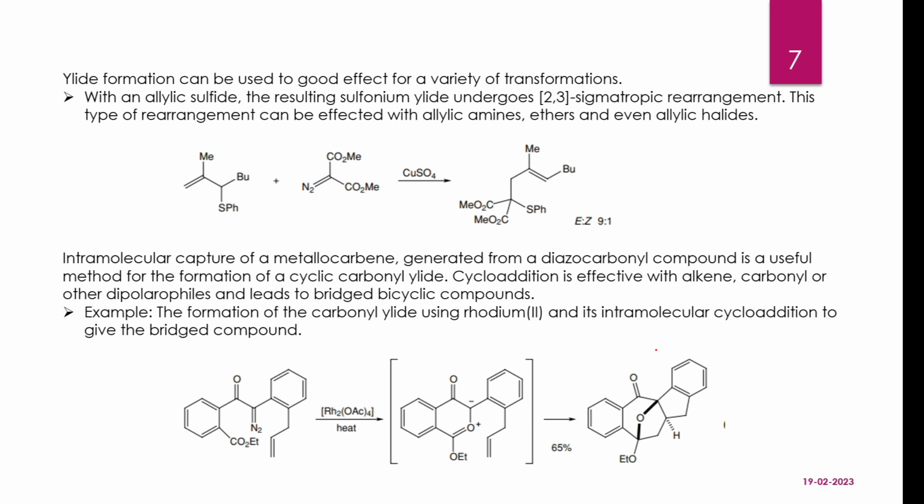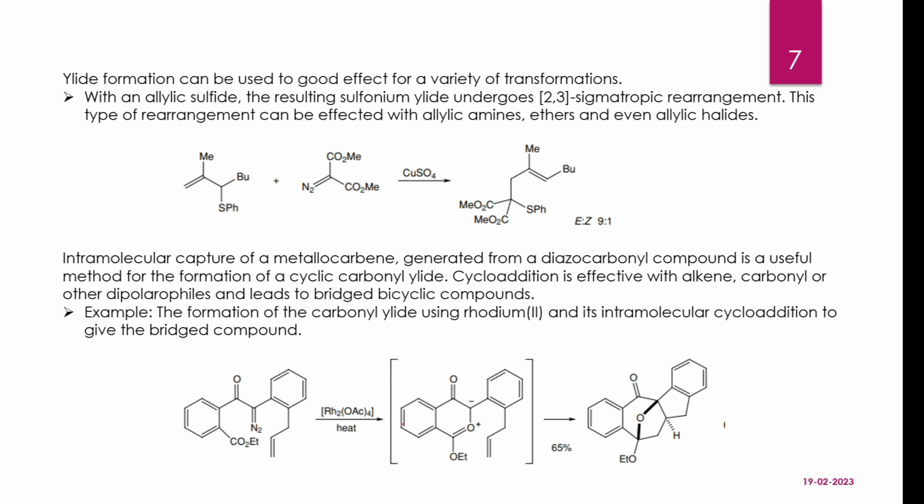So the ylide formation can be used to good effect for a variety of transformations. With an allylic sulfide, the resulting sulfonium ylide undergoes a 2,3 sigmatropic rearrangement. This type of rearrangement can be effected with allylic amines, ethers, and even allylic halides. So what will happen by this copper catalyst?